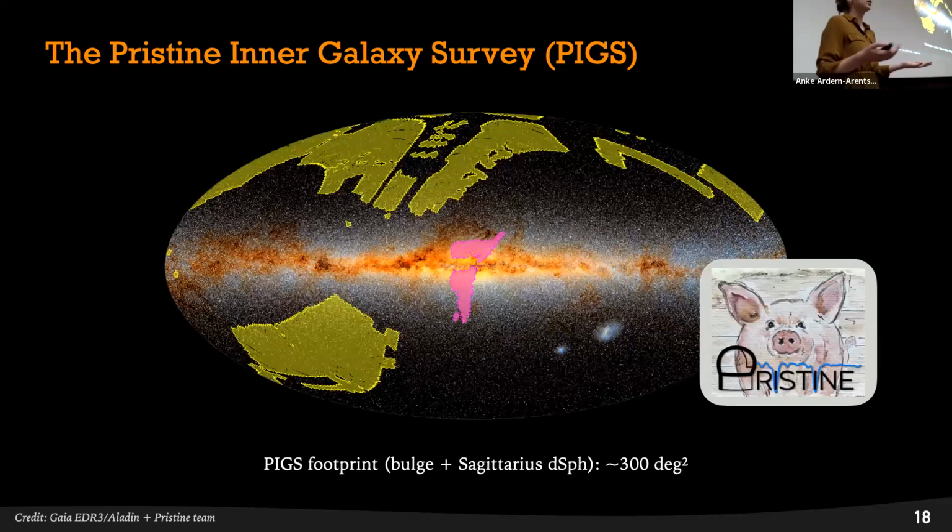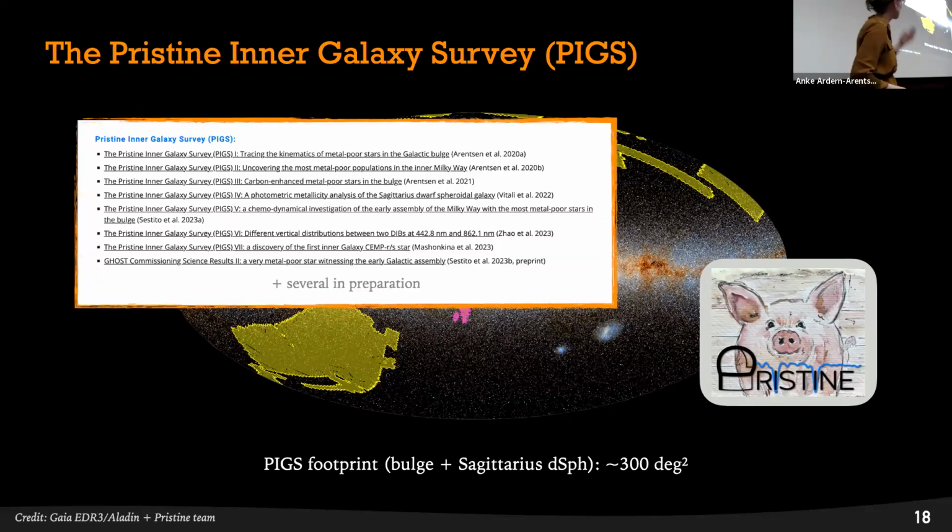So what's going to be the focus of the rest of the talk is the Pristine Inner Galaxy Survey, or PIGS, which is this region, focusing at the very, very center of the Milky Way. So this is the PIGS logo, which was painted by my mom. And yeah, so this is the region that we're looking at, the very center. And we're also covering various topics in our publications.